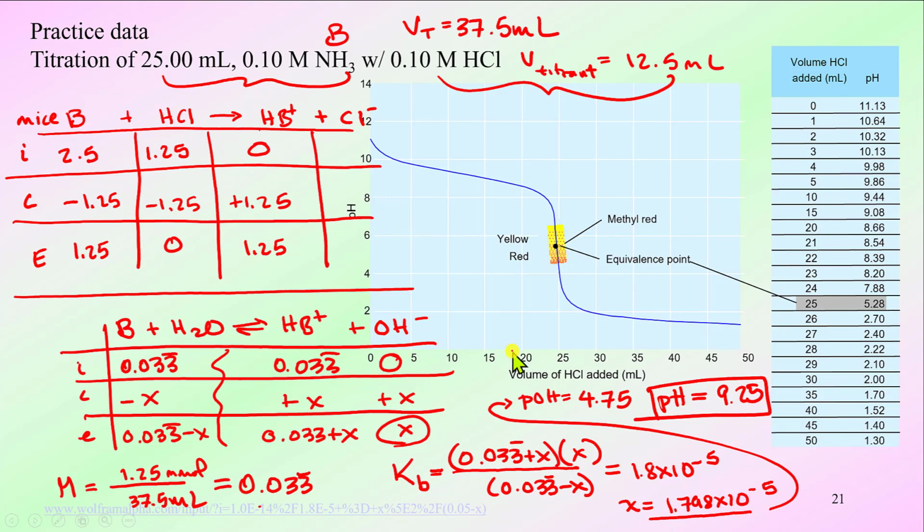We can go to 12.5 right here. Let me get the laser pointer up. There we go. At 12.5 milliliters, go up to here, and that should be about 9.25. The other thing we can do is go over here at 12.5, and you notice it's somewhere in between these two values, so it's pretty close.